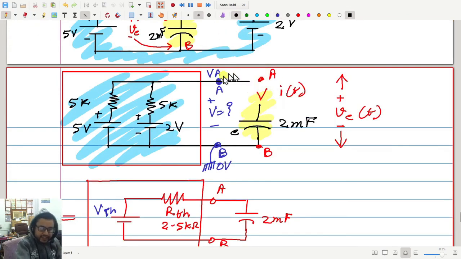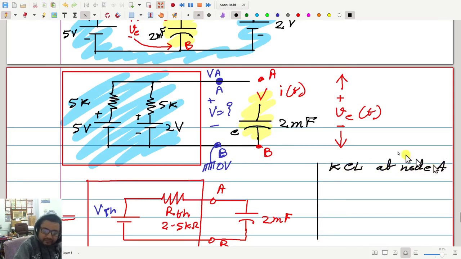Nothing is connected, so the circuit is broken here. So let me write the KCL at node A. We have two currents entering, one here, another here, and their sum should be equal to 0. Now this point is at 5 volt. So how much is this current? 5 minus VA divided by 5K.